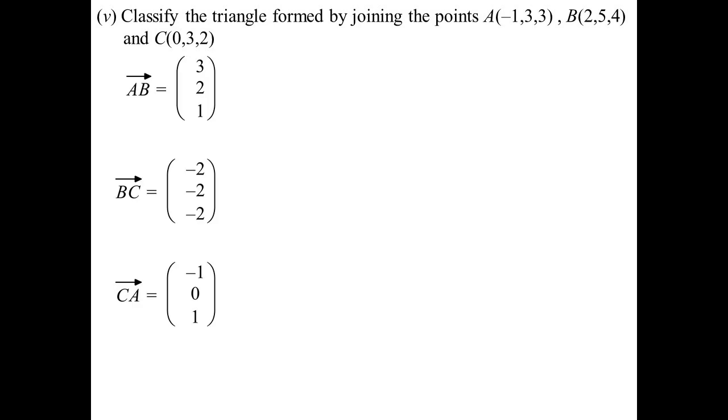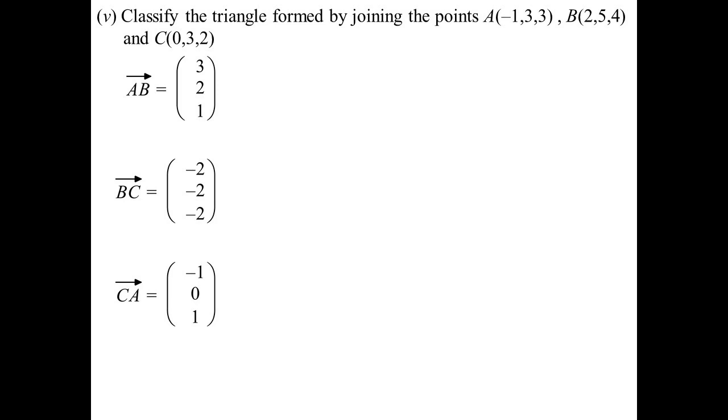So this time I'm going to do a traditional geometry question where we have a triangle and we want to classify what type of triangle it is. We've been given the coordinates for the 3 vertices. So it's not on the XY plane or the YZ plane or the XZ plane. These 3 points are out in space somewhere, but it would still create a triangle. So all right, let's find vectors for each of the sides. So AB, head minus tail, we get 3, 2, 1. BC is minus 2, minus 2, minus 2. And CA is minus 1, 0, 1.